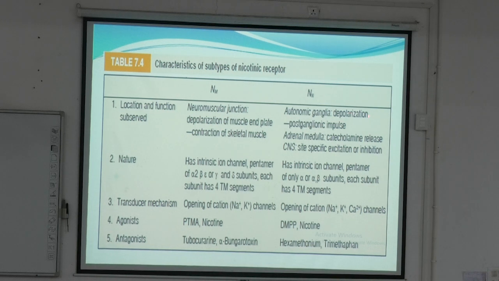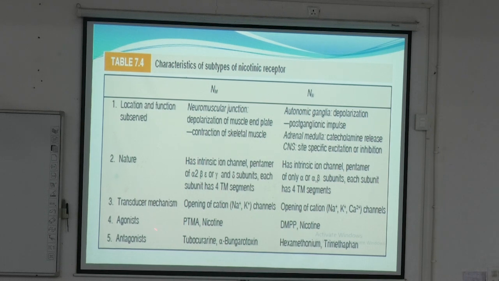So in the neuromuscular junction, it causes depolarization of the muscle endplate, and the contraction of the skeletal muscle can occur. So already we have seen that in the somatic nervous system, the neurotransmitter is the acetylcholine, and this acetylcholine acts on the NM receptor and ultimately it can cause the contraction of the skeletal muscle. In the NN receptor, or autonomic ganglia, it causes depolarization. In the adrenal medulla, they cause catecholamine release and in the CNS, there may be some excitation and inhibition. That is, it depends upon what parts of the CNS is excited. So neuromuscular junction, autonomic ganglia. These are all the ligand-gated ion channels.